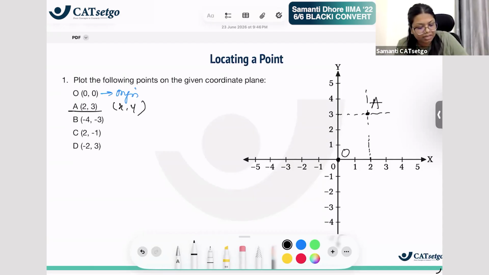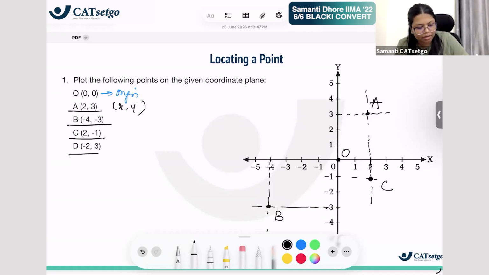Then where do you have B? B is at (-4, -3). X is -4 and y is -3. This is the point B, right? What else do you have? Point C, (2, -1). Positive 2 for x and -1 for y. This is point C.